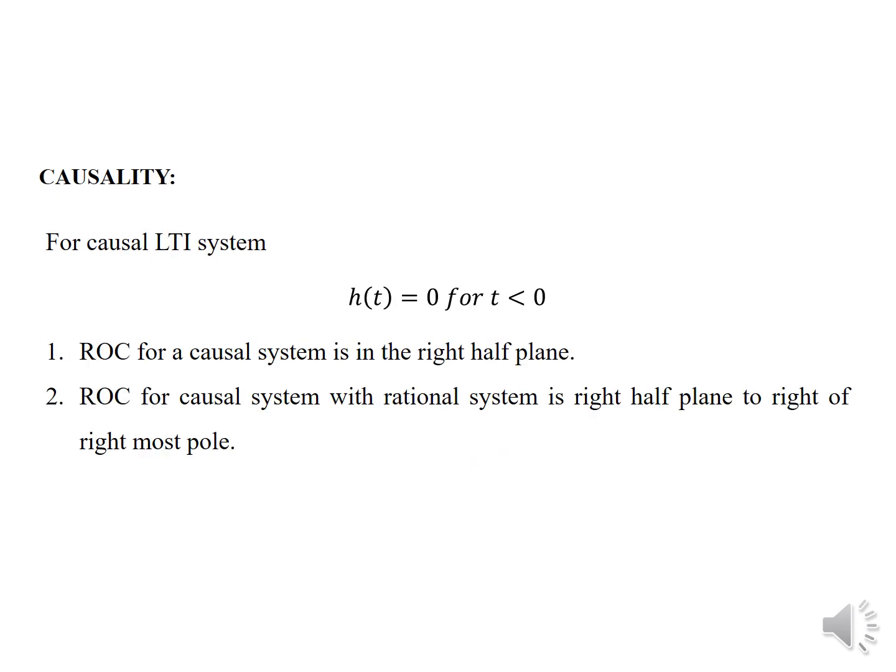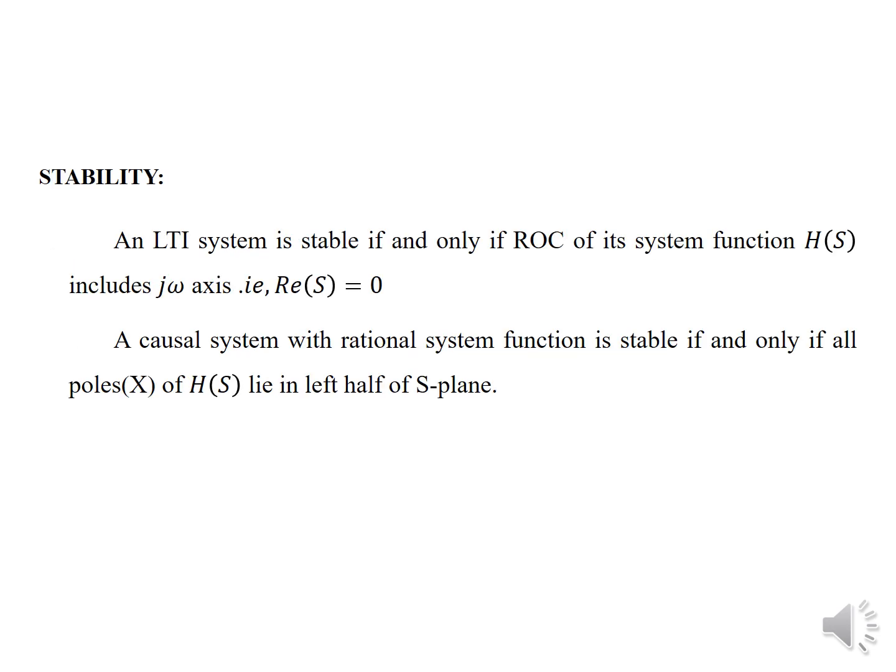Now we can see the first property, that is the causality. For a causal LTI system, h of t equal to 0 for t less than 0. That is, the ROC for a causal system is the right half of the S-plane, and the second one is the ROC of the causal system with a rational system function, which is the right half plane, to the right of the rightmost pole. And the next property is the stability, that is an LTI system is stable if and only if the ROC of the system function H of s includes the j omega axis, that is, the real part of s equal to 0. And also a causal system with a rational system function is stable if and only if all the poles of H of s lie in the left half of the S-plane.